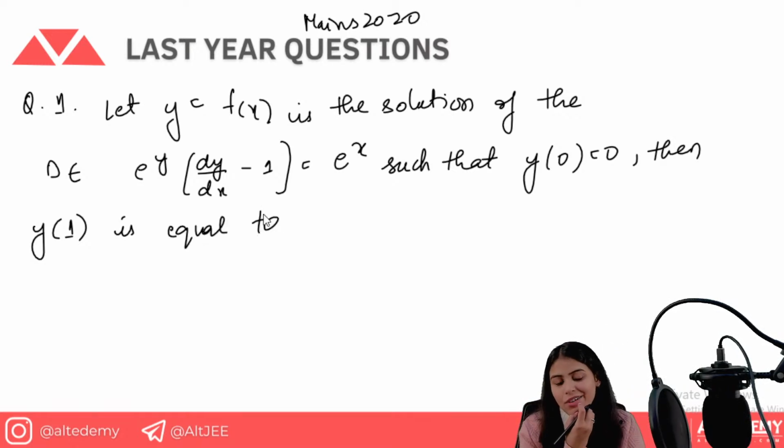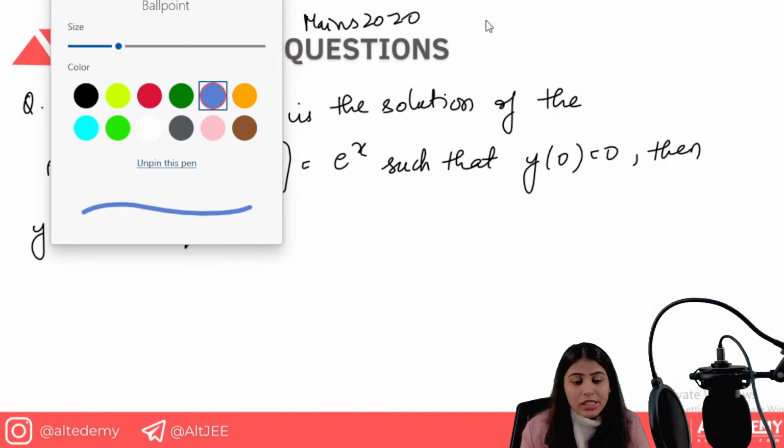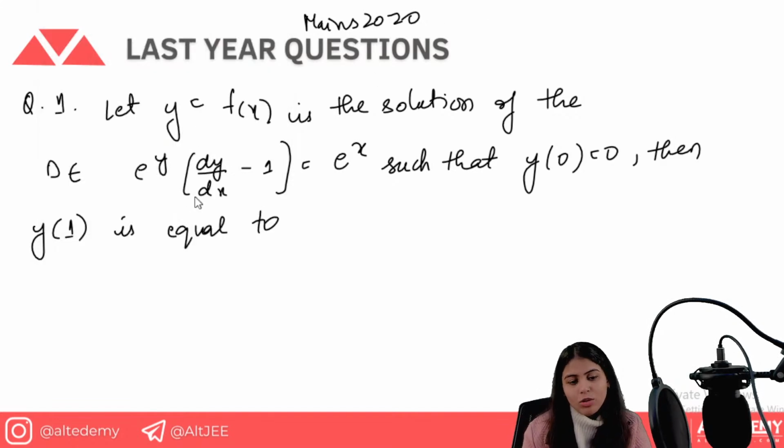okay, so here we have, let y equal f(x) be the solution of the differential equation e to the power y into (dy by dx minus 1) equals e to the power x, such that y(0) equals 0. Now you can see that the dy by dx coefficient is e to the power y. It is not in the form of only dy by dx plus px equals q. So to make that, you will use the substitution method. Here e to the power y is the problem, right? If we had only dy by dx, then the equation would have been simple and we could have solved it straightforwardly. So we will take e to the power y equals t here.